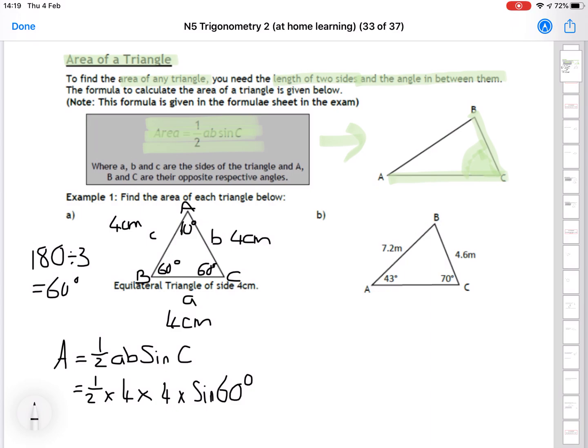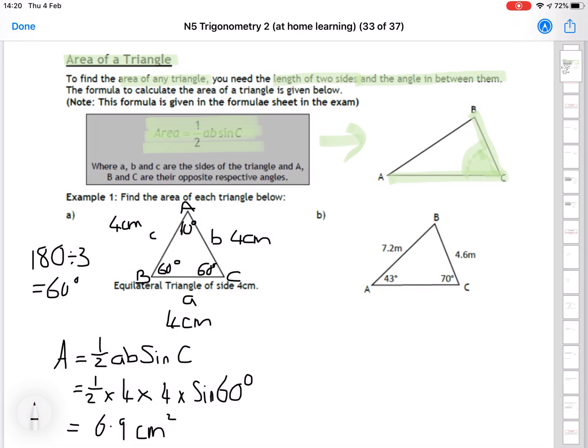6.9282 and so on. So we would just round our answer to something sensible. So let's go for one decimal place. So 6.9, and this question's in centimetres, so it's an area, so it'll be centimetres squared. So you need to remember your units for these questions.